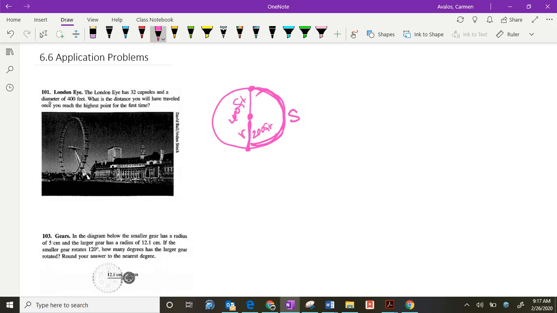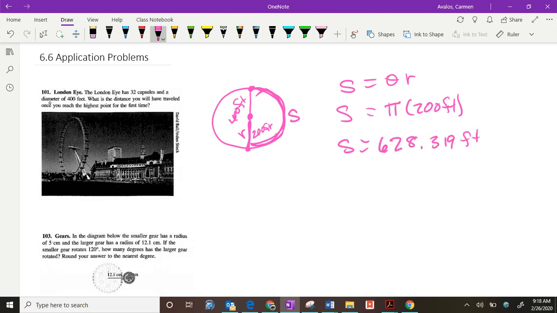If I want to know this distance, I'm using the formula S equals theta r, because it's not a rate. We're not going at a rate per second. They just want to know the distance of the arc length, so it's just a straight distance. We know the angle halfway up there is pi, and the radius is 200 feet.